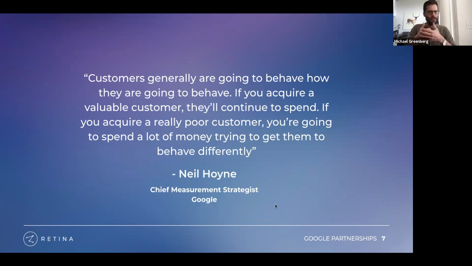Well, one of the leaders of measurement at Google said this: customers are going to behave the way they're going to behave. And so you mentioned, James, the Pareto rule, which is look at your top 20% of your best customers and focus on that. It kind of boils down to this: if you're not acquiring a quality customer up front, odds are you're not going to turn them to gold later. So what I'm about to show you is really around how do I bring in the right customer for me? And I think this is more critical than ever because scaling with unprofitable customers is no longer something we can do. So let's jump in.